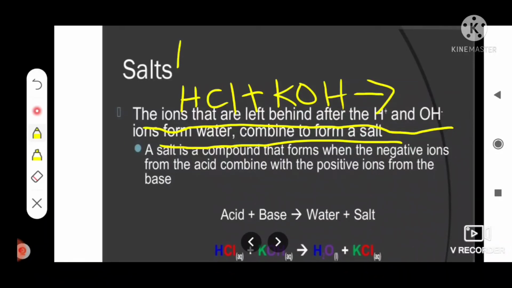What is the definition? A salt is a compound that forms when, here, H plus Cl minus and K plus OH minus, the negative ion from the acid combines with the positive ion of the base and forms salt. Then what will be the product? The product is KCl plus H2O.